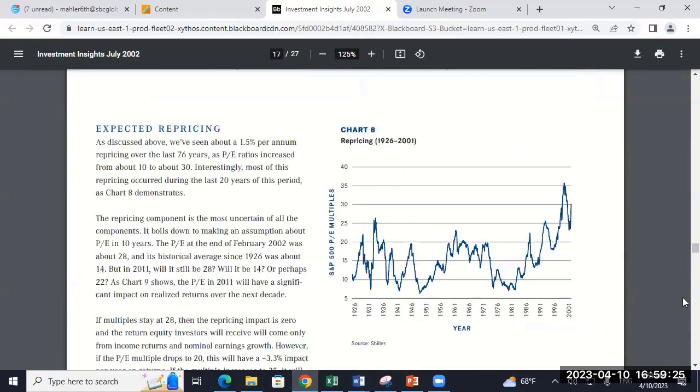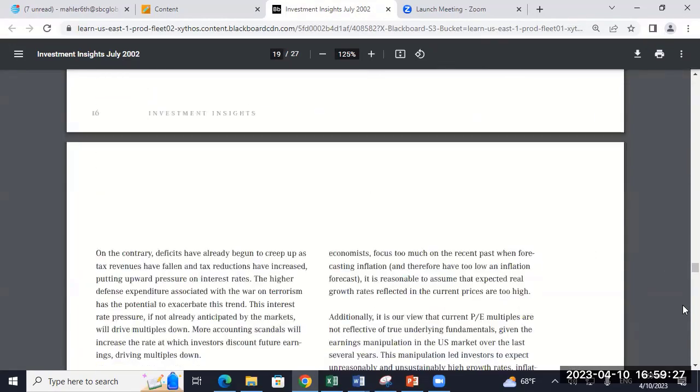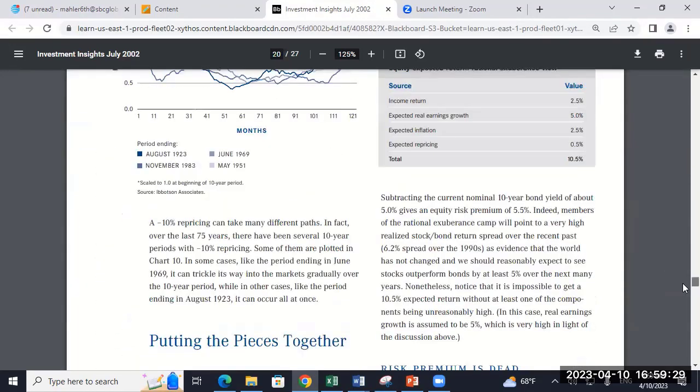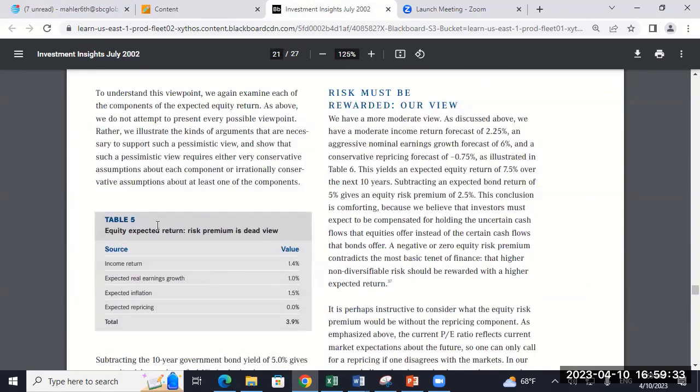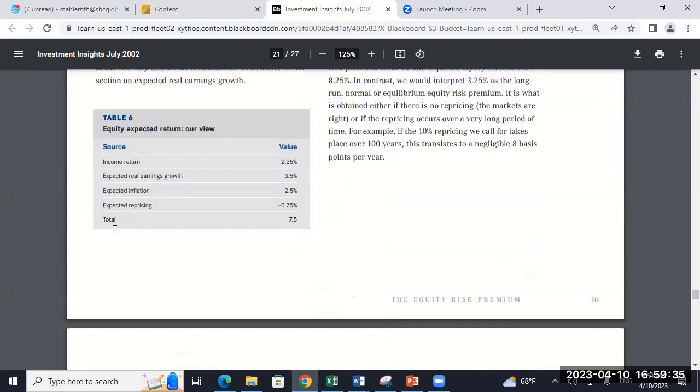And then they come back to their recommendations. And they come up with 7.5%. Now, 7.5% is not the market risk premium. That's the expected return on stocks. The market risk premium is the expected return on stocks minus the 10-year treasury yield, right? So make sure you don't make that error.